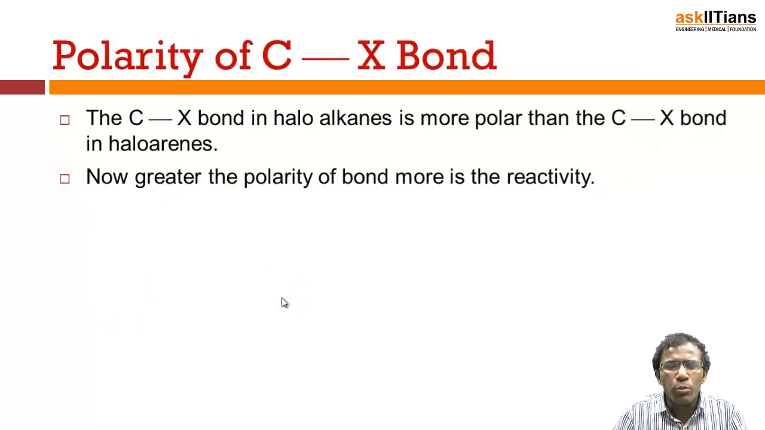And the third one is the polarity of the C-X bond. The C-X bond in haloalkanes is more polar, but in haloarenes it is not that polar. The greater the polarity of the bond, the more the reactivity. In haloarenes the polarity is less, so that is why they are less reactive. These are all the reasons why haloarenes are less reactive towards nucleophilic substitution reactions as compared to alkyl halides. So this is all about the difference in the reactivity and the properties.